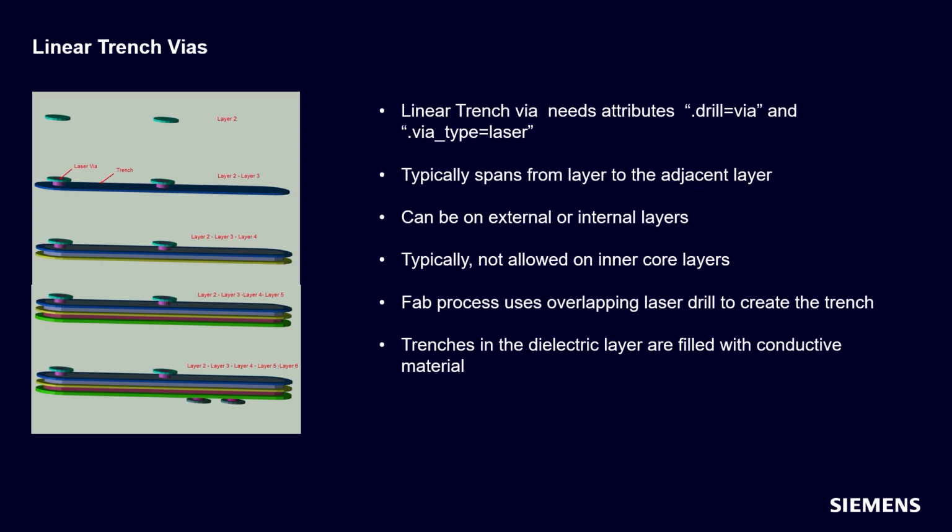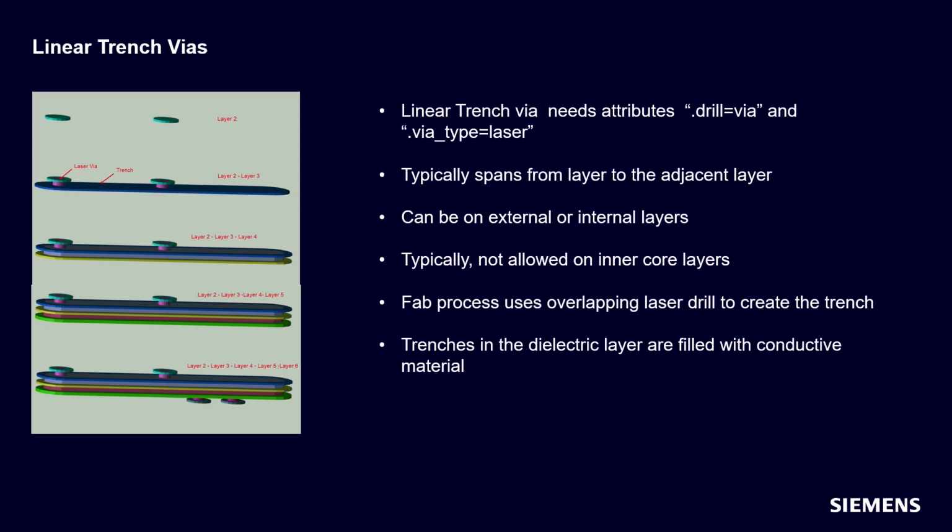In the HDI PCB process, boards with cores, trench vias can only be on the outer layer of the core or on buildup layers, any layer with a laser via. Typically, this excludes inner core layers.